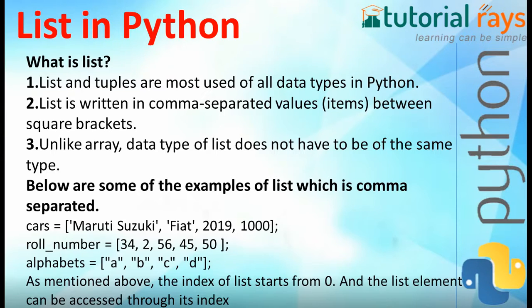So here is Maruti Suzuki, which is a string, Fiat is a string, 2019 is a year and is an integer, and 1000 is also an integer. Roll number and alphabets. As mentioned above, the index of a list starts from 0 and the list elements can be accessed through their index.